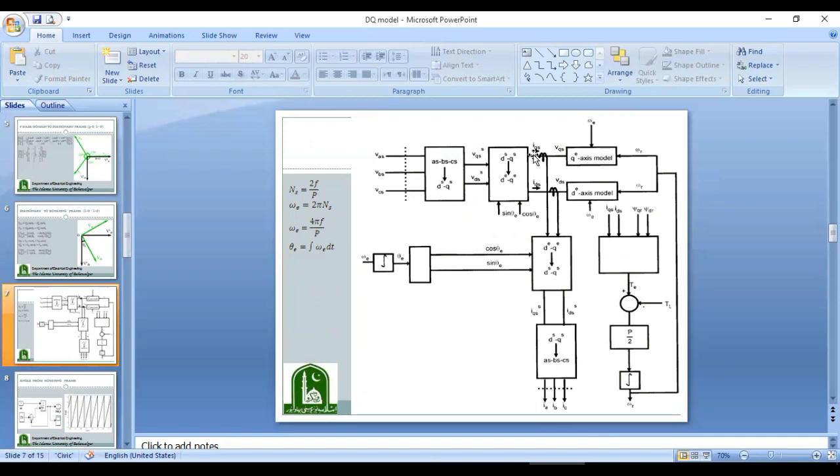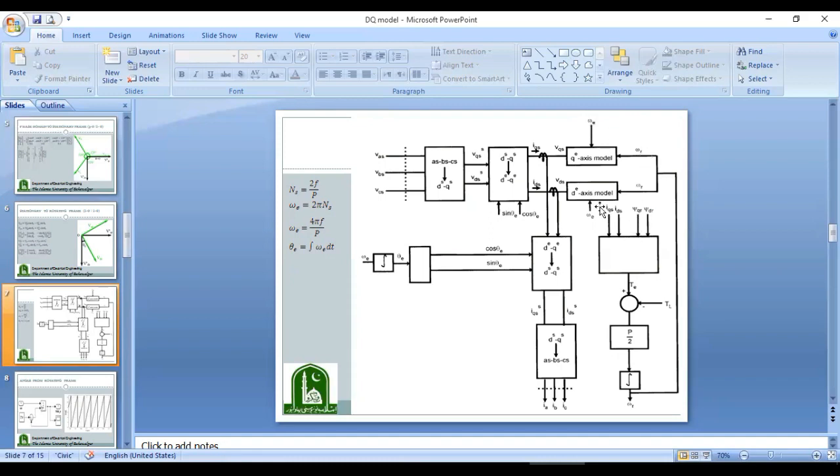And also these currents and these voltages will be used to calculate the fluxes inside the induction motor, and the calculation of these fluxes will also require the information about omega E and omega R. Omega E is the synchronous speed of the stator, and omega R is the rotor mechanical speed.